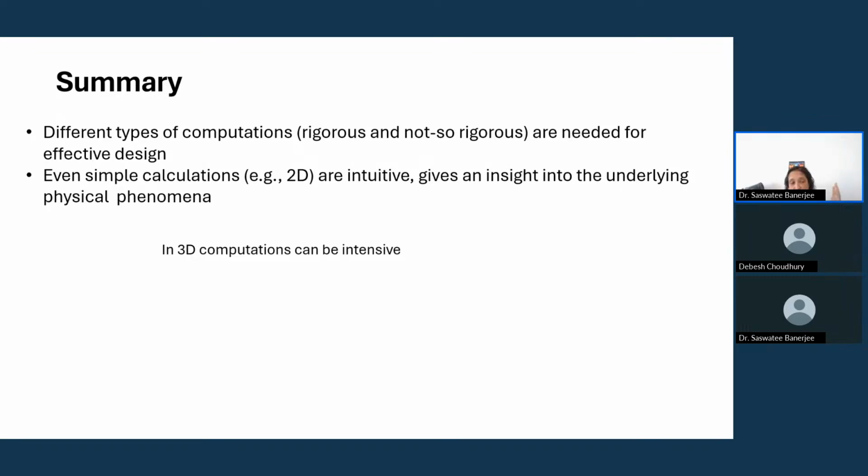And finally, of course, you have to do the rigorous simulations and very powerful simulations, etc. But you can also do the simple calculations, and it's really intuitive, and it gives a lot of insight into the underlying physics of a device, how a device really works. Thank you very much for listening.